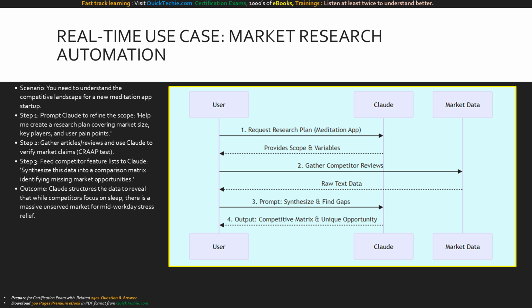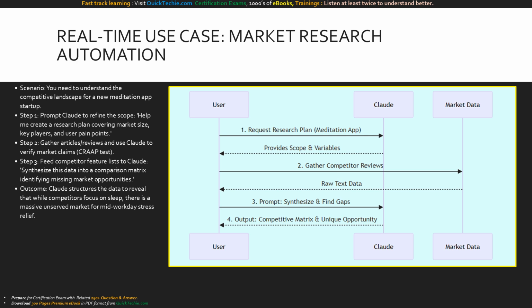for bias and accuracy. Step 3, here is the magic. You prompt Claude, synthesize all this competitor data into a comparison matrix and identify the hidden gaps. Because you followed the systematic methodology, Claude's pattern recognition fires perfectly. It reveals that while 90% of competitors focus on sleep and morning routines, almost no one is targeting rapid, mid-workday stress relief. You just found your million-dollar market differentiator in a fraction of the time.